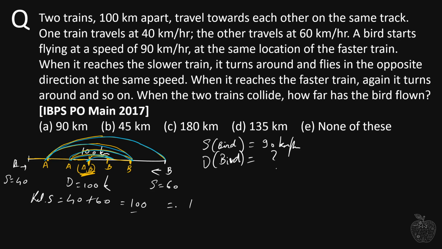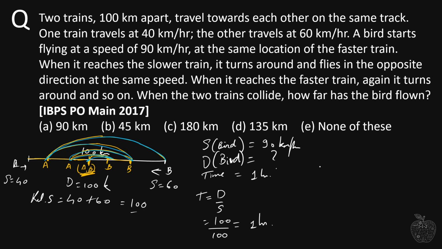We know that time is equal to distance upon speed. So we have distance, which is 100, divided by speed, which is 100. So we know that the time taken is 1 hour, and it is the same time the bird has flown for, which is 1 hour. So the bird has flown for 1 hour.